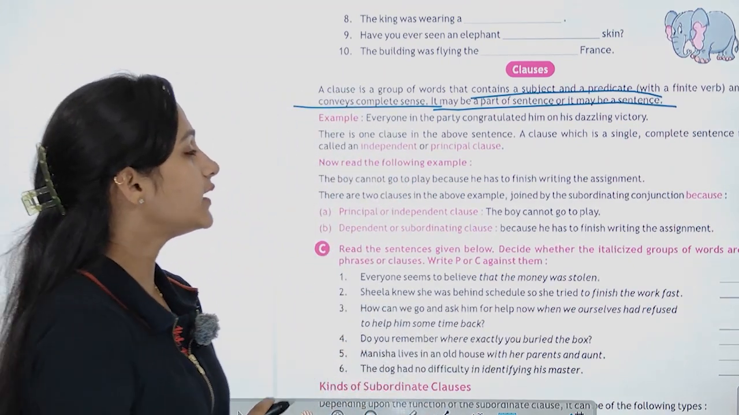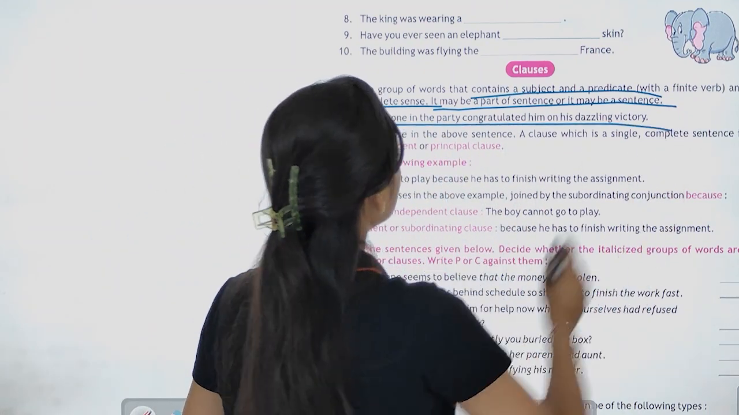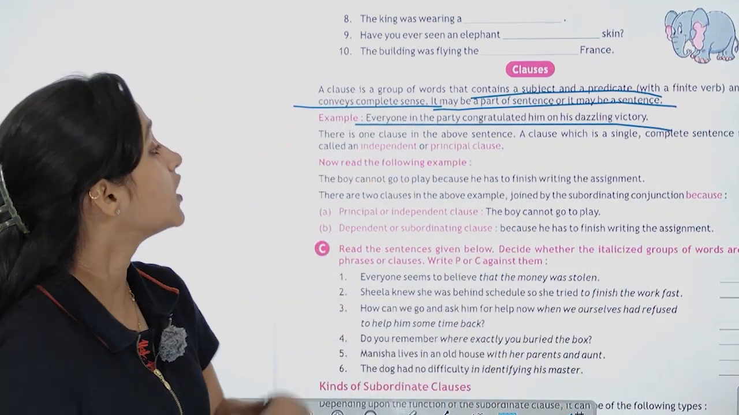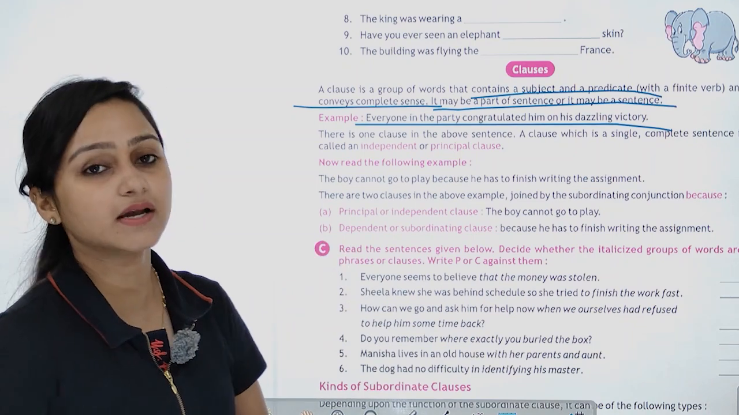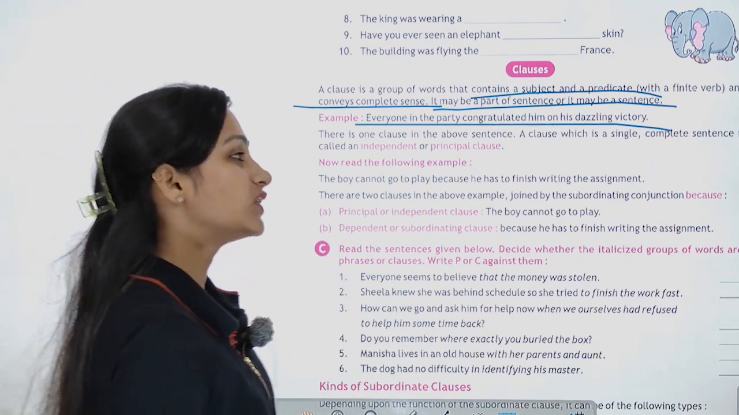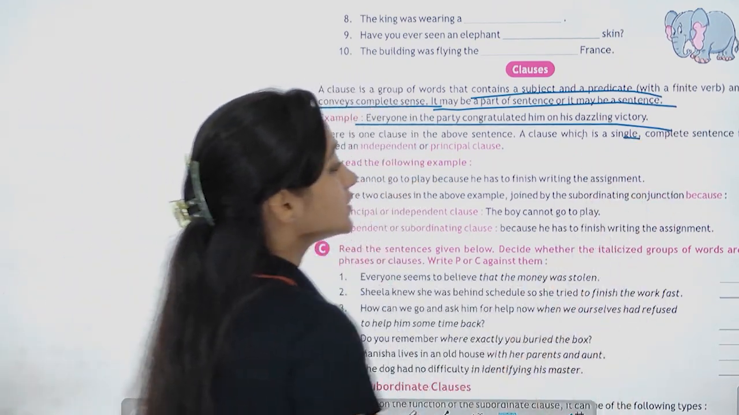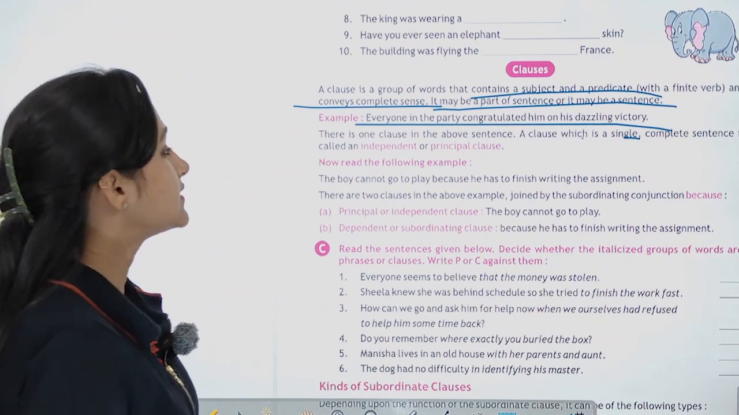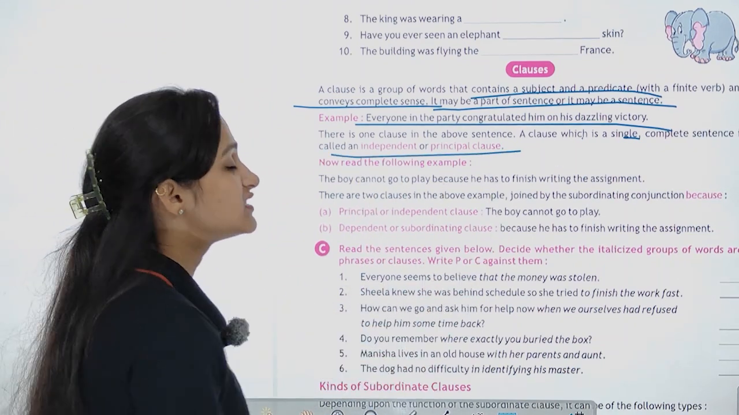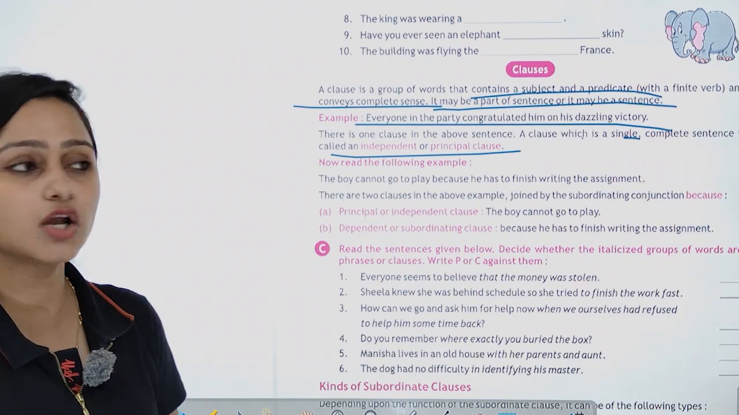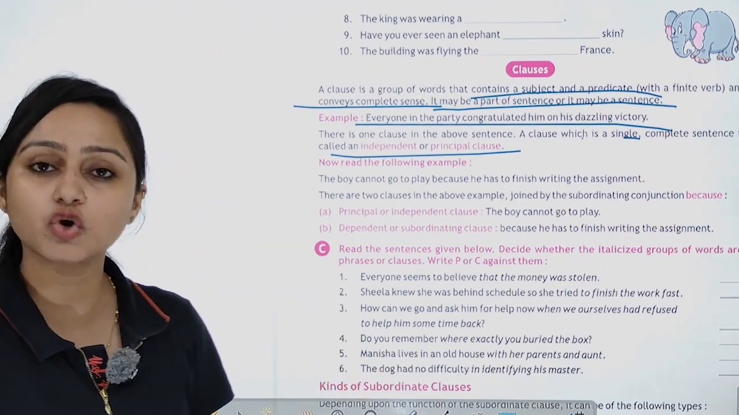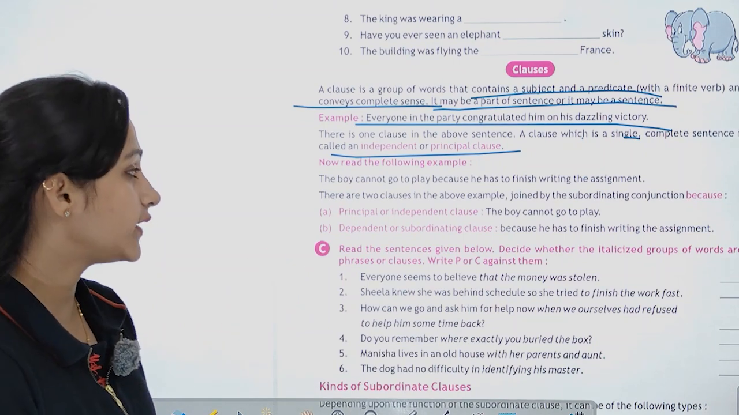So everyone in the party congratulated him on his dazzling victory. So there is one clause in the above sentence. एक clause है. A clause which has a single complete sense is called an independent or principal clause. Clause आपका single होता है या फिर complete sentence form करता है, उसको independent या फिर principal clause कहते हैं.